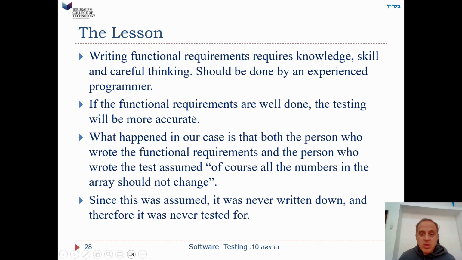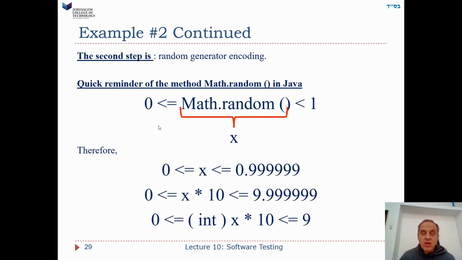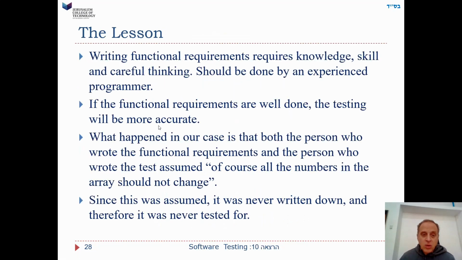If the functional requirements are well done, then the testing will be more accurate, because the tester will look at that and notice that it says also check for missing numbers. What happened in our case is that both the person who wrote the functional requirement and the person who wrote the test assumed, well, of course all the numbers in the array should not change. But since this was assumed, it was never written down and therefore was never tested. Everything that you assume should be written down so the tester will know how to test.